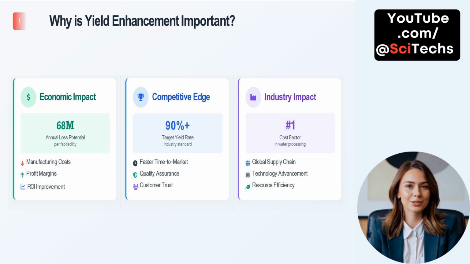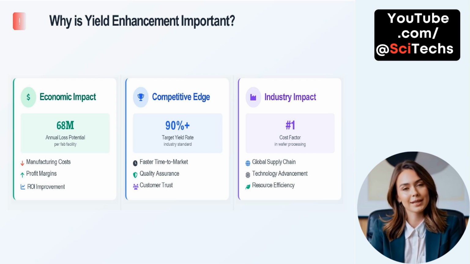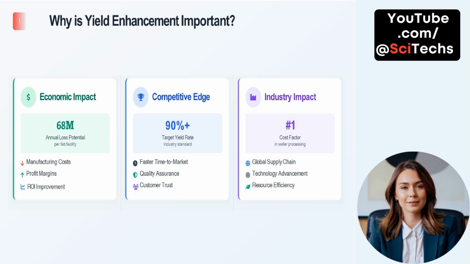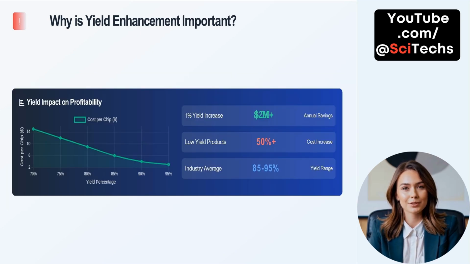From an industry perspective, yield is the #1 cost driver in wafer processing. Enhancing it strengthens the global supply chain, supports cutting-edge technology advancement, and improves resource efficiency. Together, these benefits highlight why yield enhancement remains a top priority in semiconductor manufacturing today. Why is yield enhancement important?